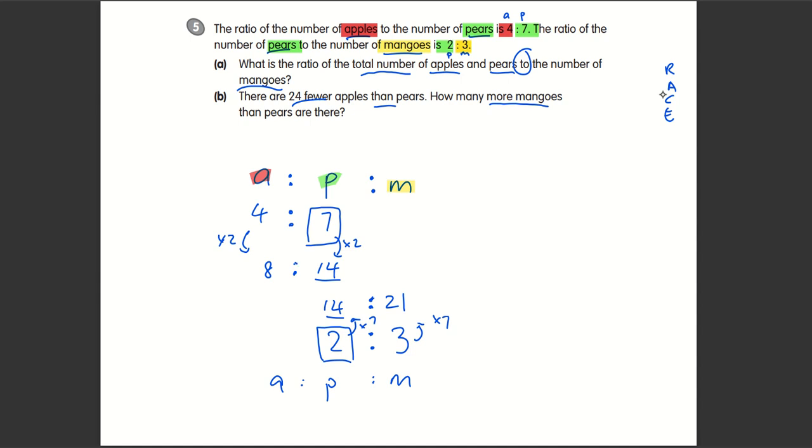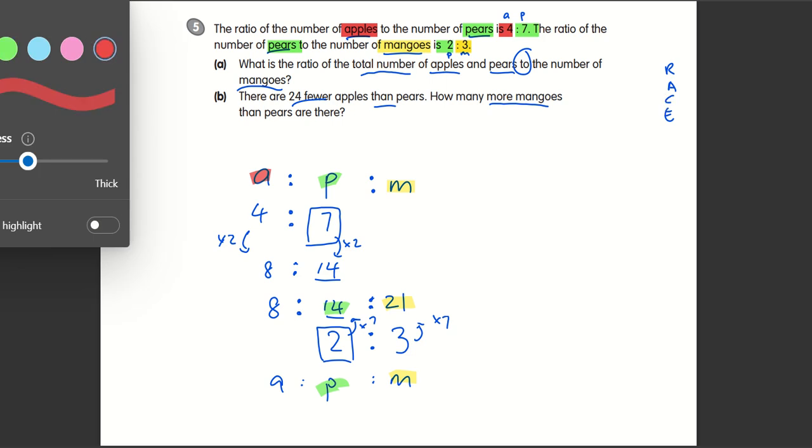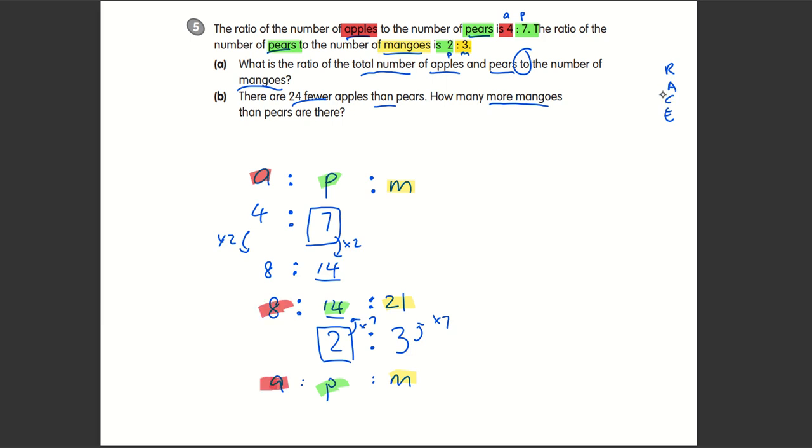So for apples to pears to mangoes, that will be 8:14:21. But does that answer our question? That's a very important question there. The question A asks for total number of apple plus pear to the number of mangoes.